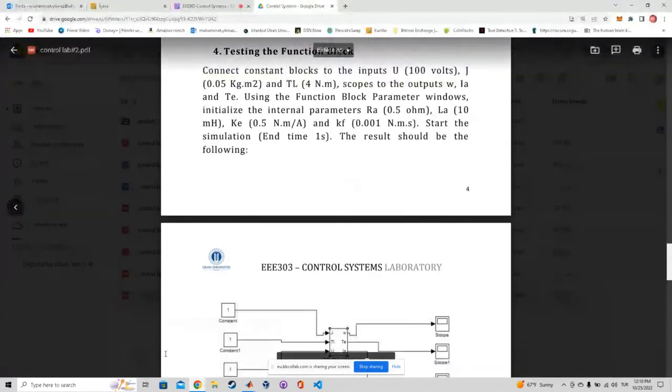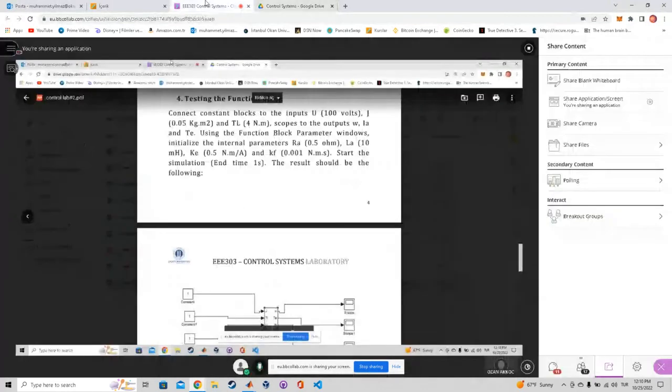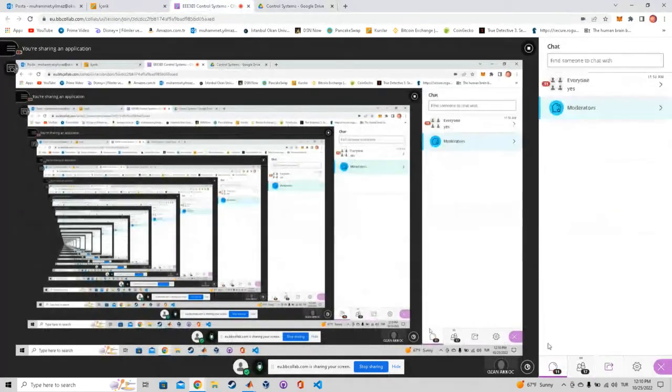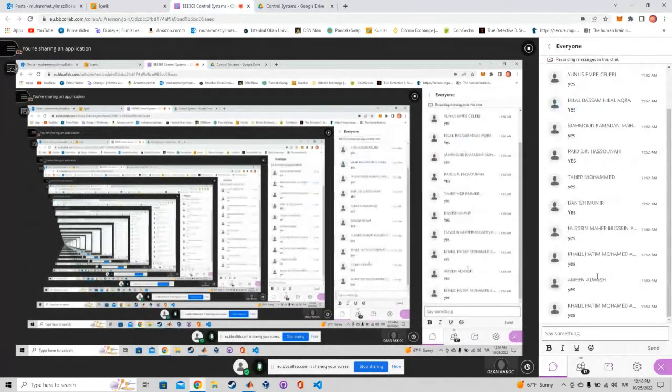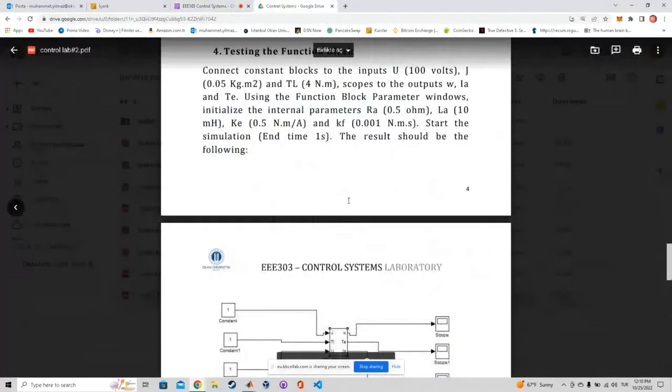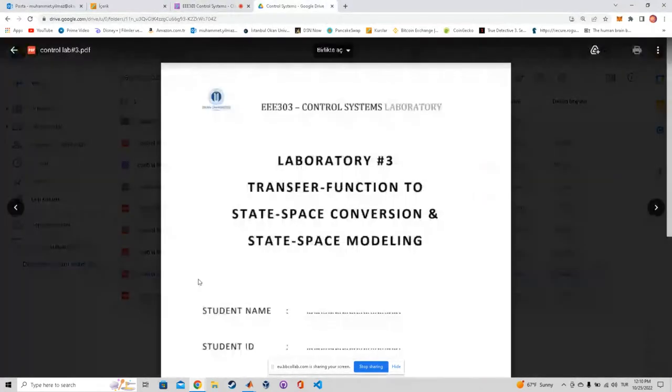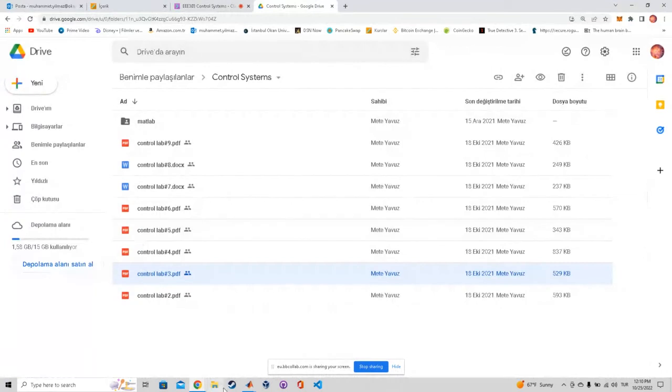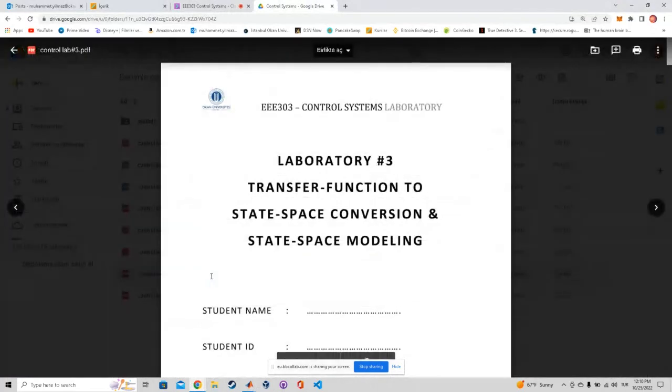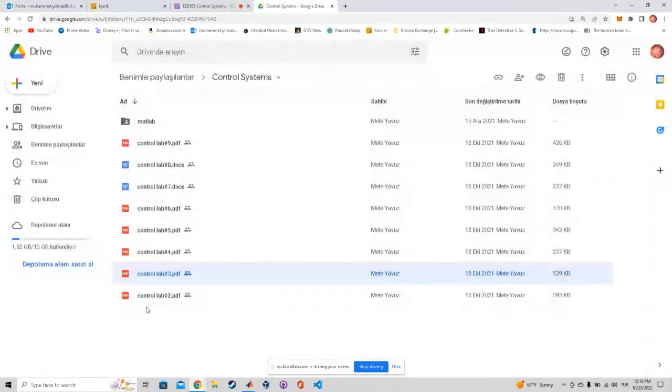So far so good, guys. Everyone following till here? So this was our DC motor modeling. So for the next week, we have state space modeling. So I'm going to ask some questions. I'm going to give us some homework for the next week. So just take a look at steady state. Okay.